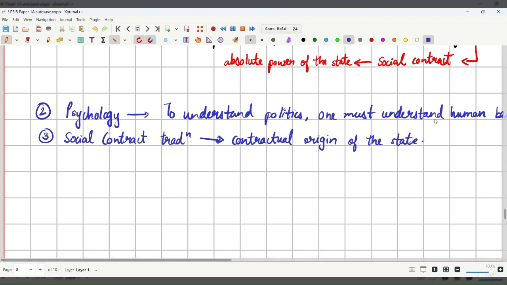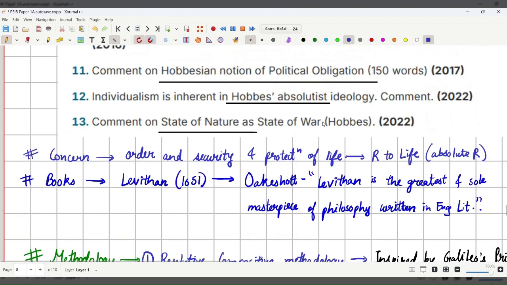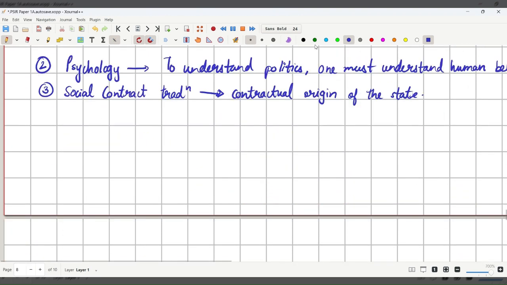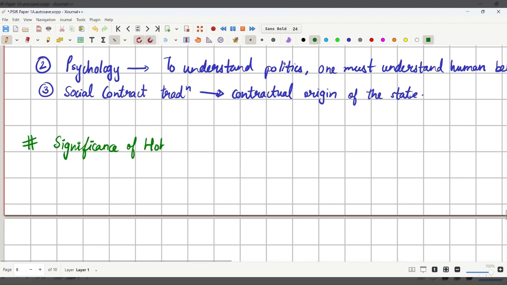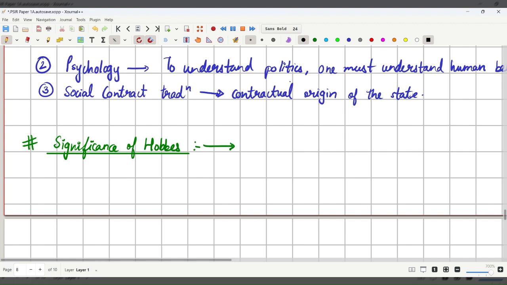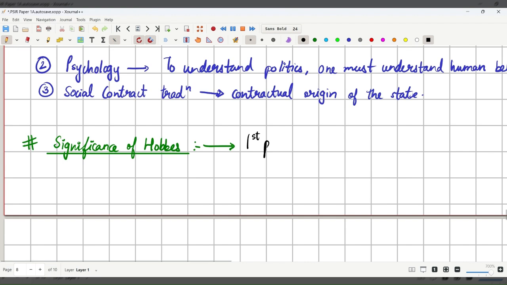Then we are going to, in short, learn about his significance. So what was the significance of Hobbes? So first, he was the first person to give the complete theory of sovereignty.